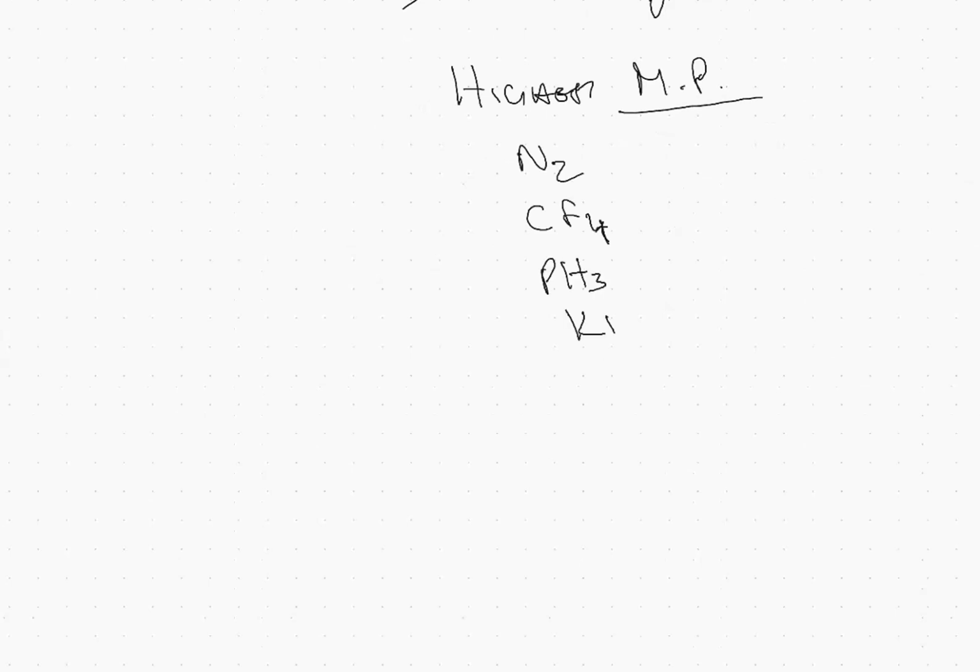All right, so this is a case of which one will have the highest melting point. If it is an ionic bond, it will have the highest melting point from the given lot: CF4, PH3, KBr. You know, this is ionic bond. It will have the highest melting point out of the given choices.